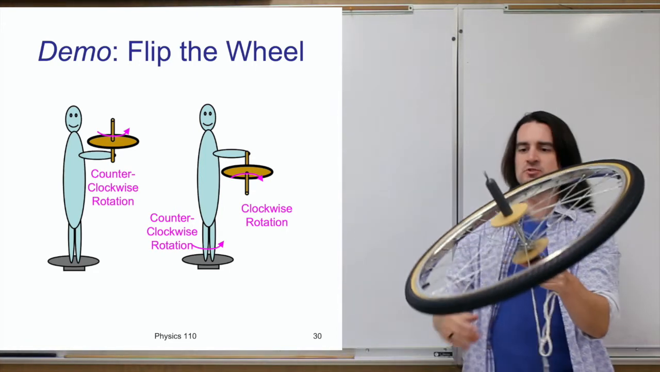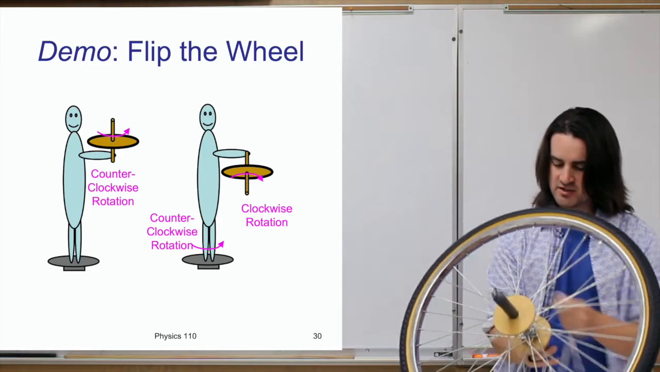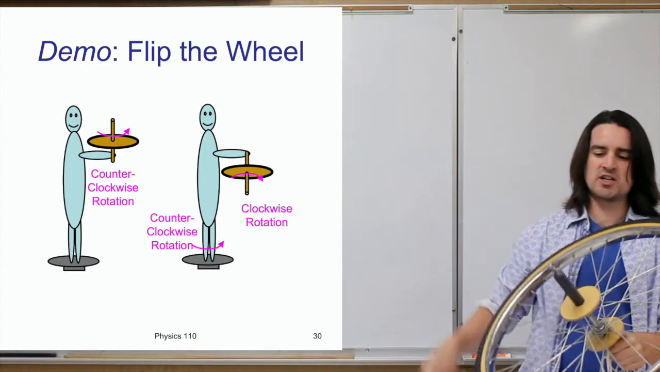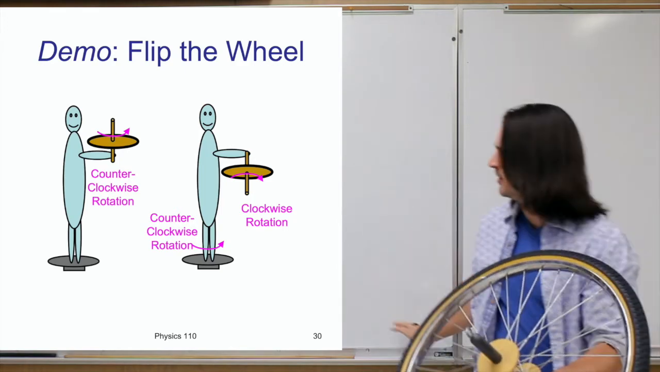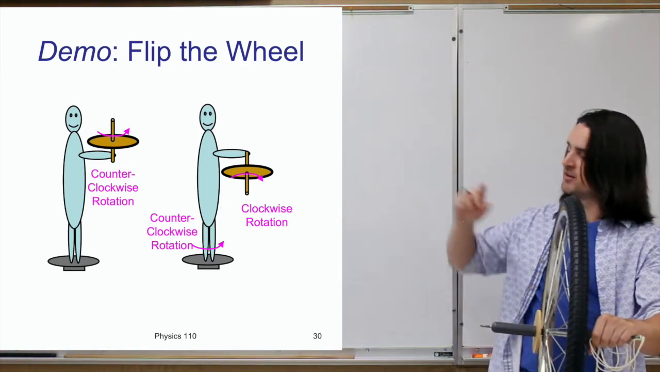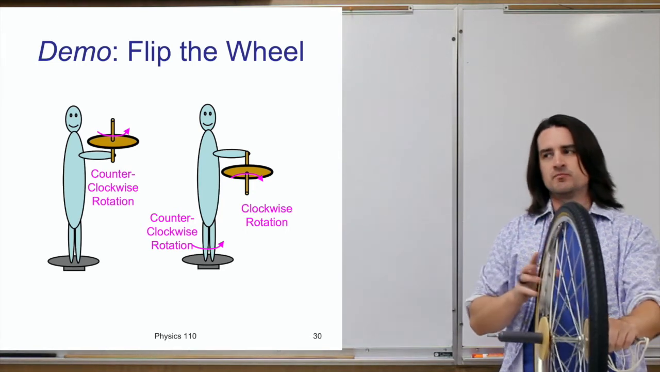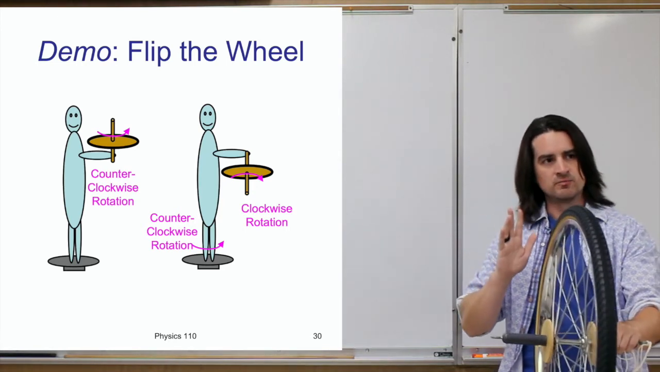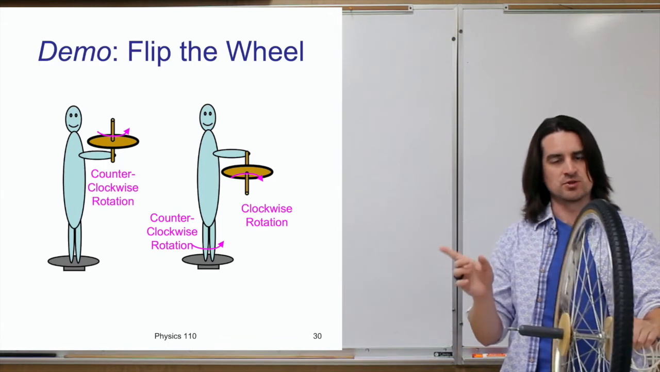So I got my bicycle wheel, right? And if I stand on this platform, the platform can rotate, the bicycle wheel can rotate. And it doesn't even need to be up and down like this, but essentially, you got to remember that rotational momentum is also a vector quantity.